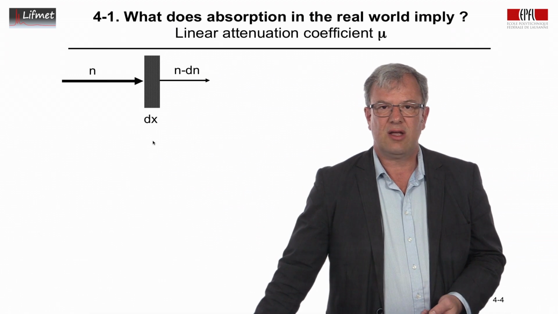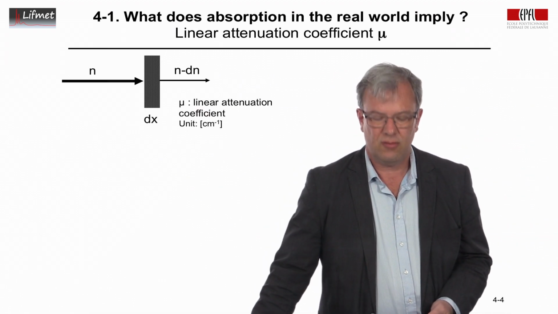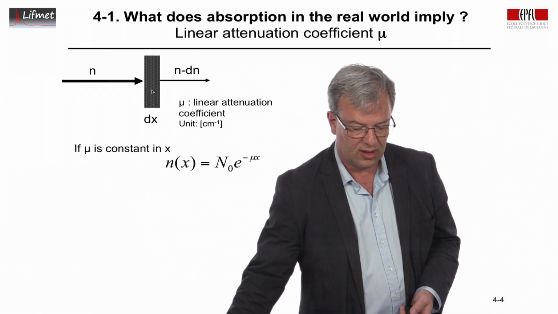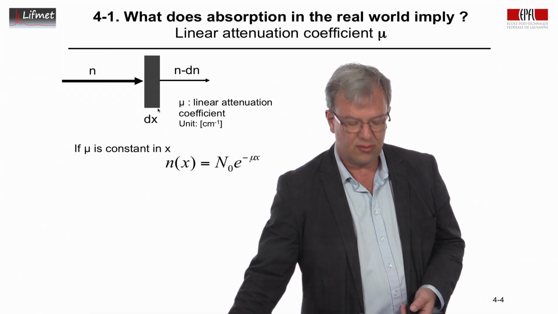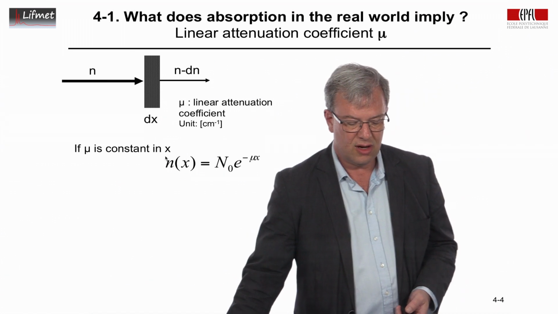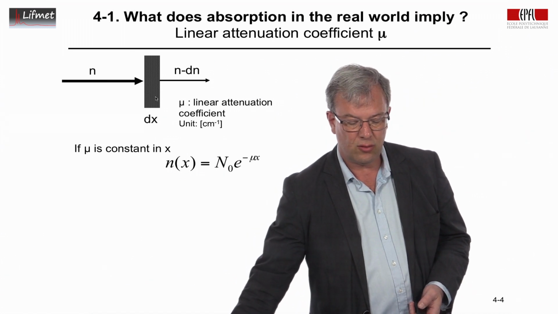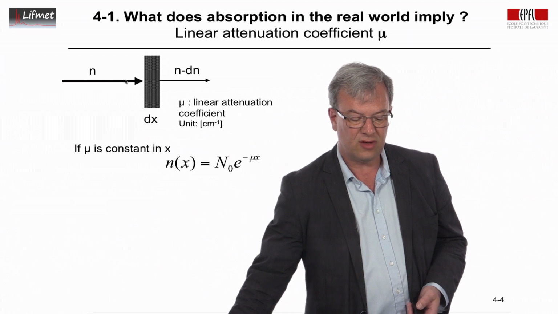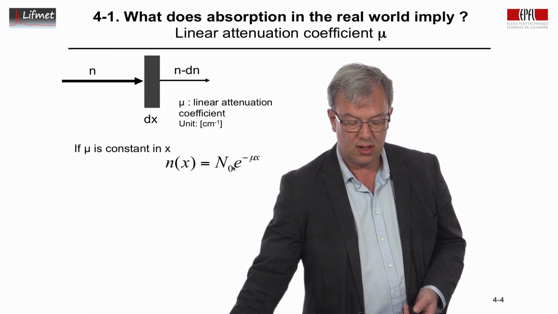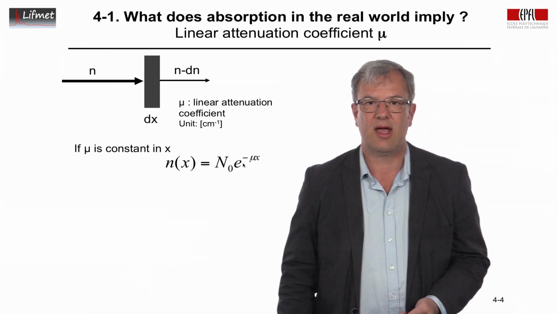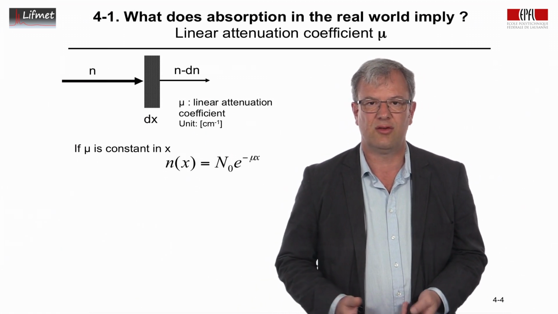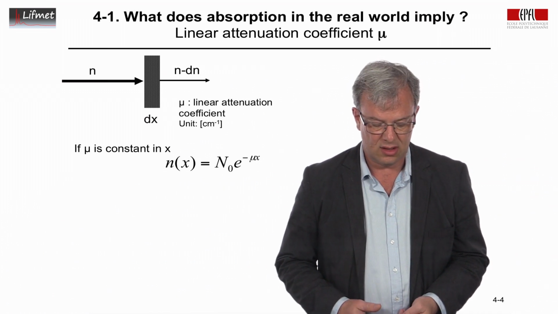We talked last week about the linear attenuation coefficient, which has units of 1/centimeter, and if we assume that over the thickness of dx here, which is a good and fair assumption, we have seen that the number of photons at the position x is given by the number of photons impacting the layer, n0, times e to the minus mu x. Now, if dx is very small, we can always assume that mu is constant in x.